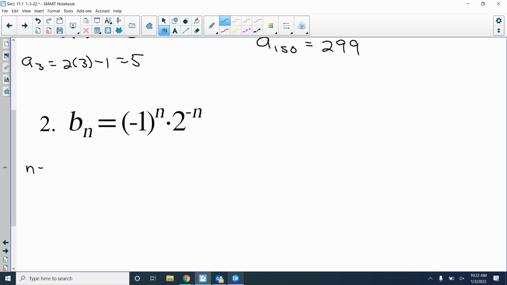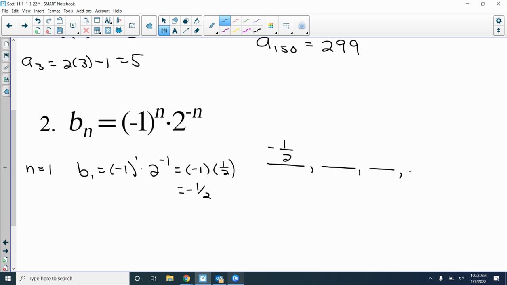So for n equals 1, the first term, which we call b sub 1, will be -1 to the first power times 2 to the -1. Well, what's that going to end up equaling? -1 to the first power is just -1. 2 to the -1 is 1 over 2 to the first, which is 1/2. So when we are done, we end up with -1/2. So my first term is -1/2.